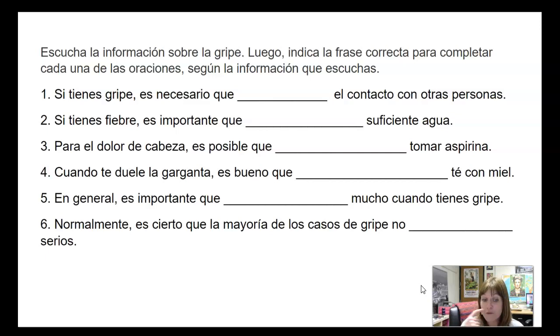Okay, so hopefully it wasn't too hard. I tried to read a little bit slow and not too fast, but if you're overwhelmed, definitely listen to it again. The more you listen to the language, the more you're going to get an ear for it.